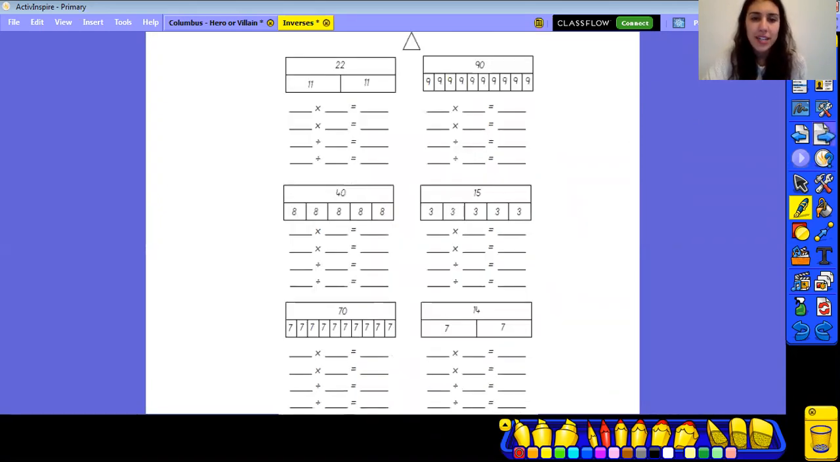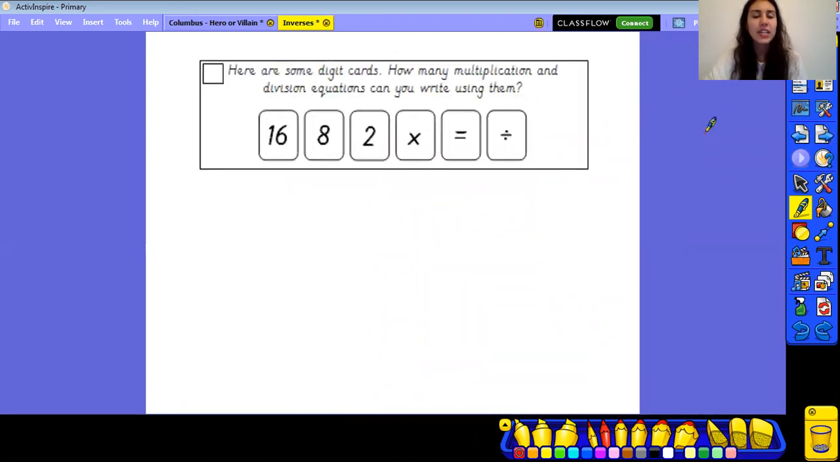The triangle sheet is bar models. So looking at the bar models, can you complete our multiplication and division equations? And then the square sheet is just like what we did with the digit cards earlier with 5 times 7 equals 35. Can you rearrange these digit cards in an order that creates as many multiplication and as many division equations as possible?